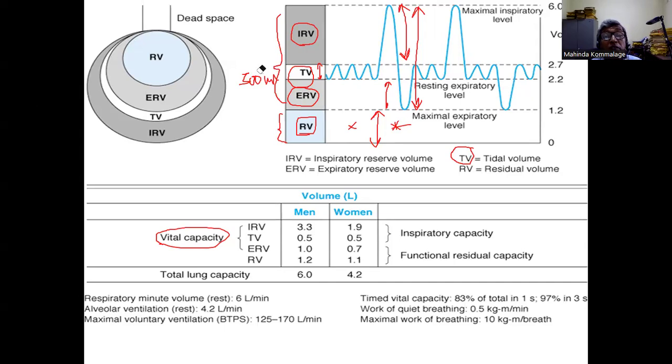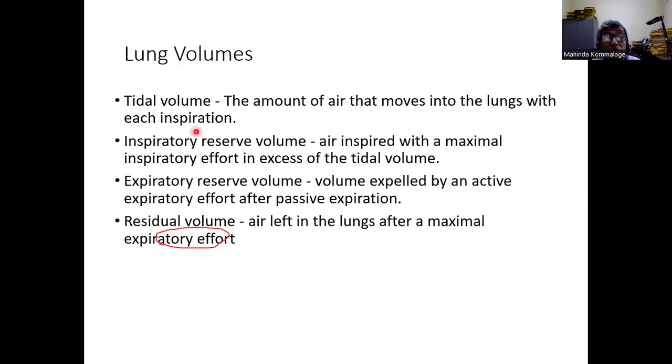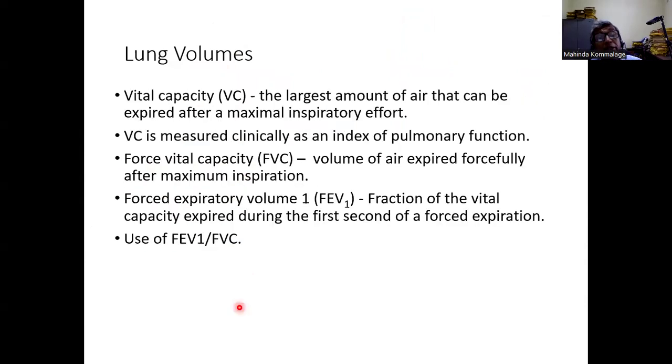Right, so we will erase them. Here I explain this term. And I already explained vital capacity. Vital capacity, as I mentioned earlier, is when we take a deep inspiration and expirate with maximum effort. That is the vital capacity.